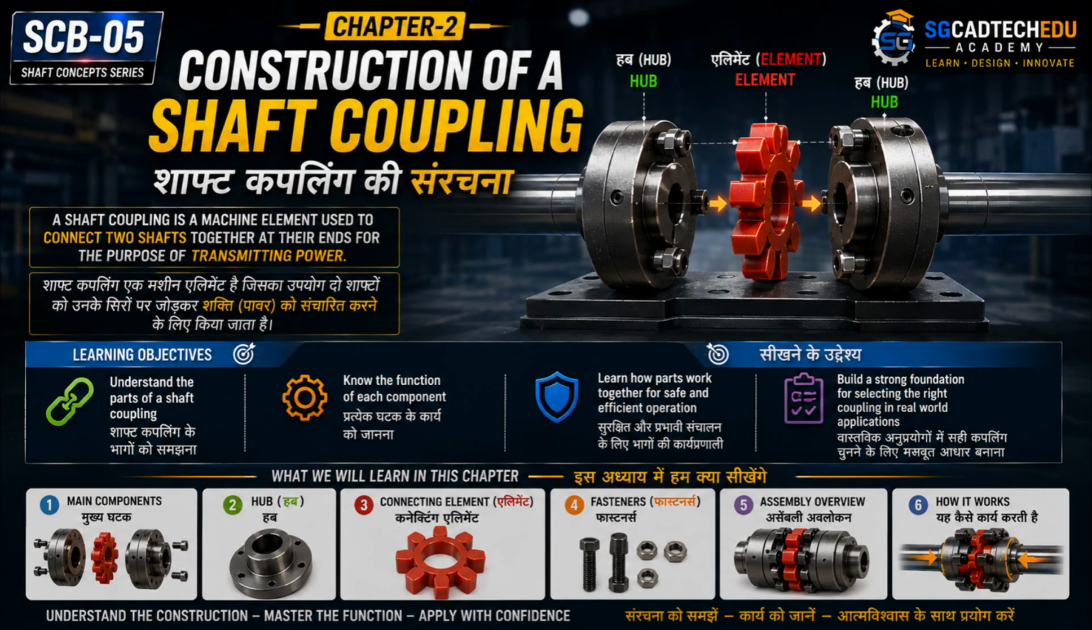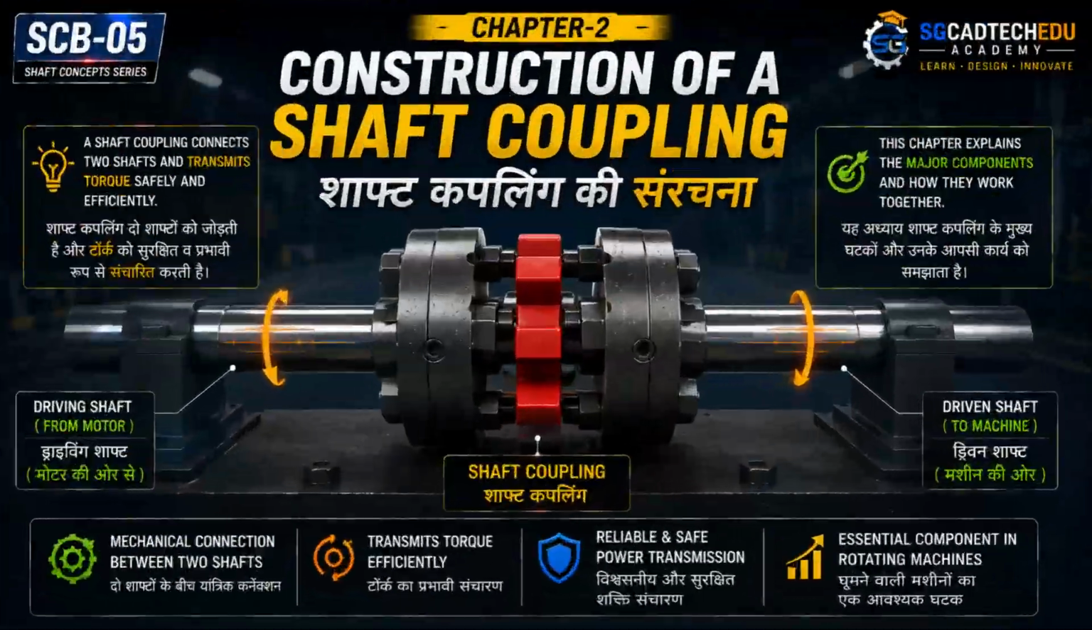In the previous chapter, we understood why shaft couplings are required in mechanical power transmission. Now it's time to explore their construction, identify each component, and understand how they work together as a complete assembly. Although shaft couplings are available in many different designs, their basic objective remains the same: to connect two shafts and transmit torque safely and efficiently.